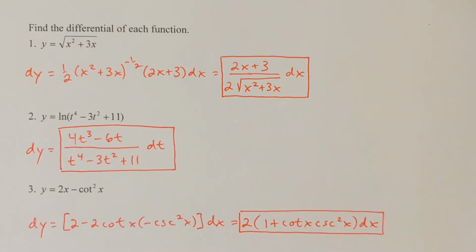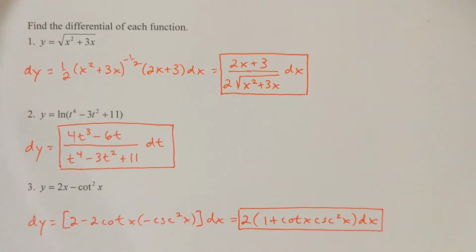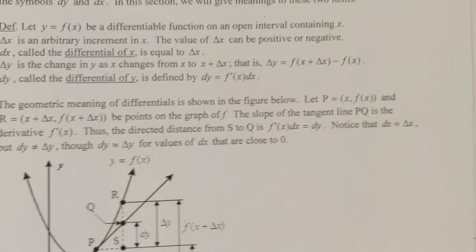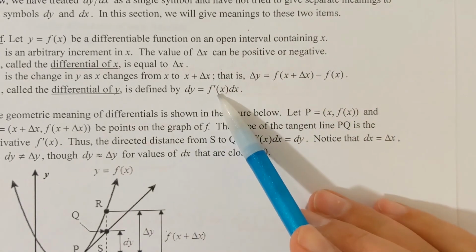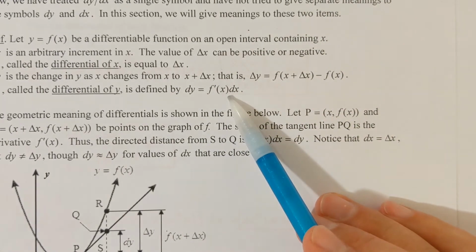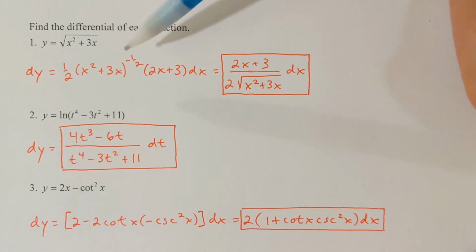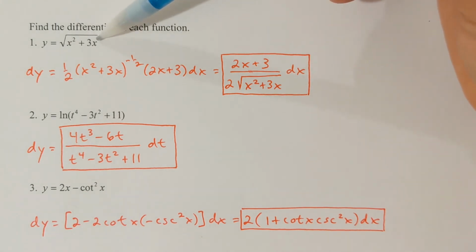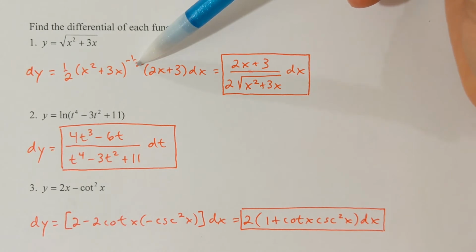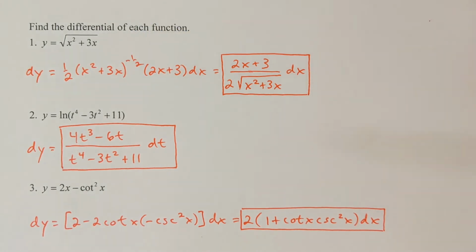Let's get some practice at finding differentials. Now, when we find the differential dy, we're using this formula here. We need to find f prime of x dx. So dy in problem 1 would be f prime of x dx. Now, f prime of x would be a chain rule. So you're going to bring down the power of 1/2, reduce the power by 1, and then take the derivative of the inside, which is x squared plus 3x. The derivative of that would be 2x plus 3. And then I want to tack on a dx.